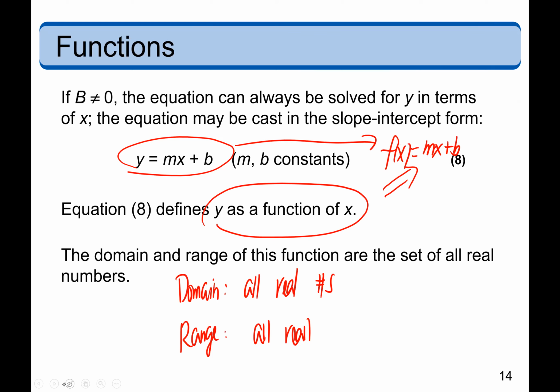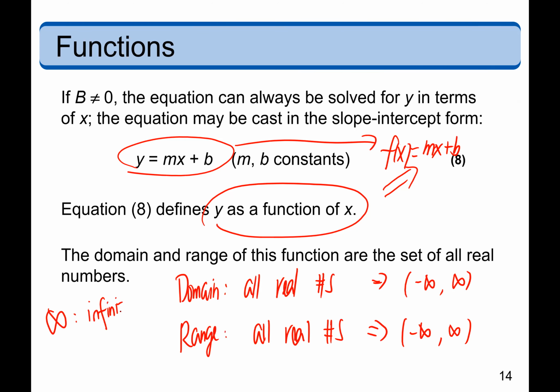If you want to put real numbers into interval notation, it will be negative infinity to infinity, all real numbers. So interval notation will be from negative infinity to infinity. Same thing here. And this symbol indicates infinity. Infinity is not a concrete number. Infinity is a number which keeps increasing. That's the meaning behind infinity.